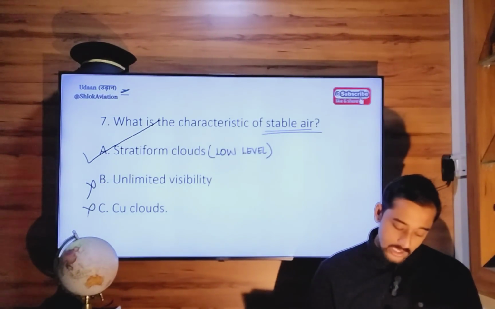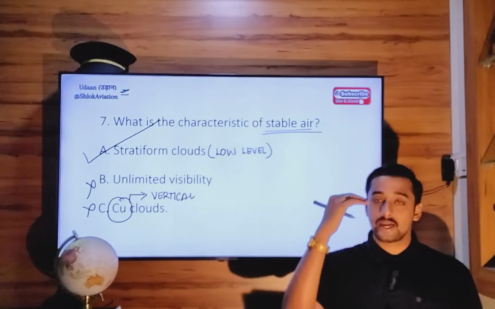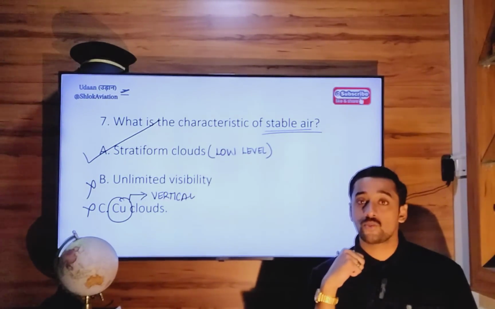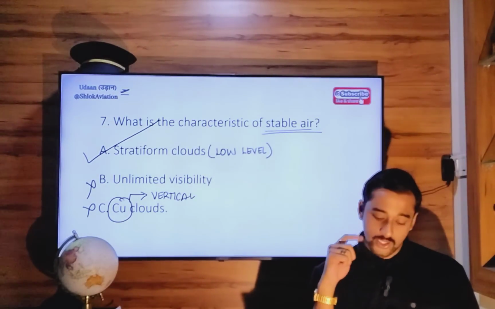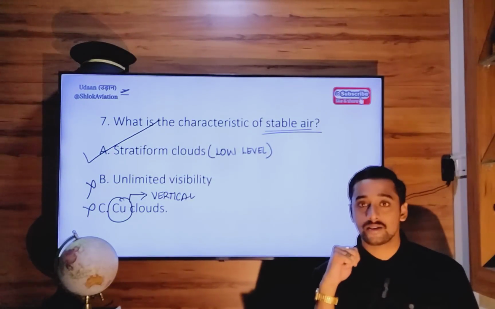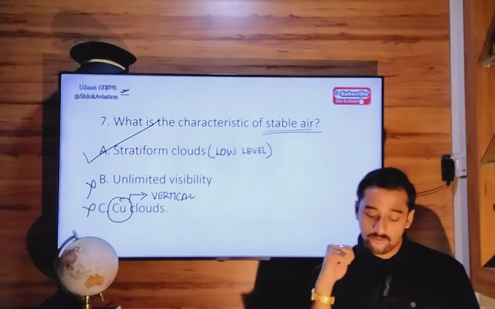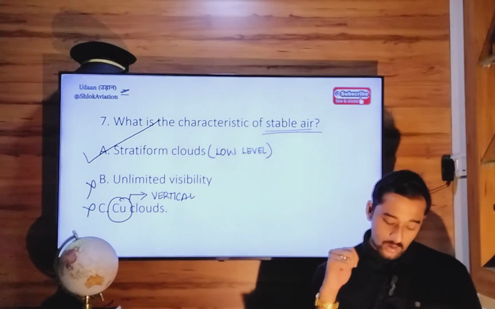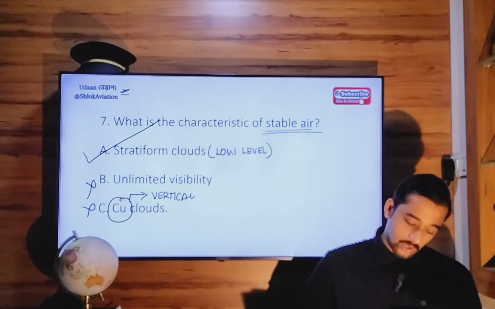Cumulus clouds. Cumulus clouds are clouds of vertical development. Now clouds will develop vertically high if there are convective currents, the ground surface is very hot, there are winds, there is turbulence. So none of these conditions is a feature of stable air or stable atmospheric conditions. So cumulus clouds will not develop in stable air. Option A is right.